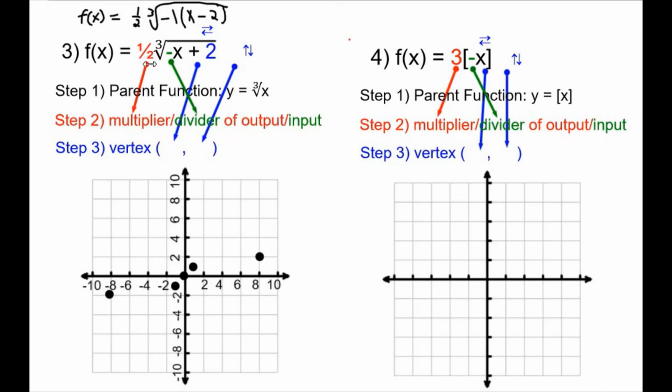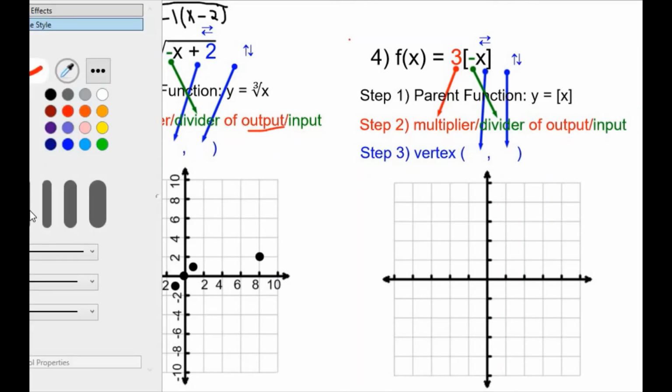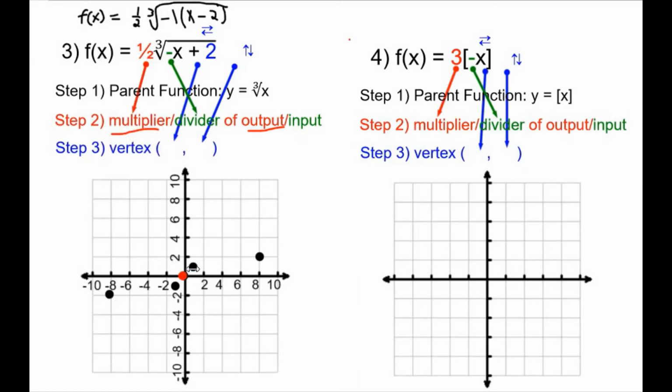In this case, my multiplier is a half. I'm going to multiply outside the grouping symbol, so output values, and that's going to make all of the heights, or the output values, half of what they currently are. So this one that's at 1 will be at 1/2. This one at negative 1 will be at negative 1/2. This one that's at 2 will be at 1. This one right here at negative 2 will be at negative 1. The input or x values do not change, only the y's do.